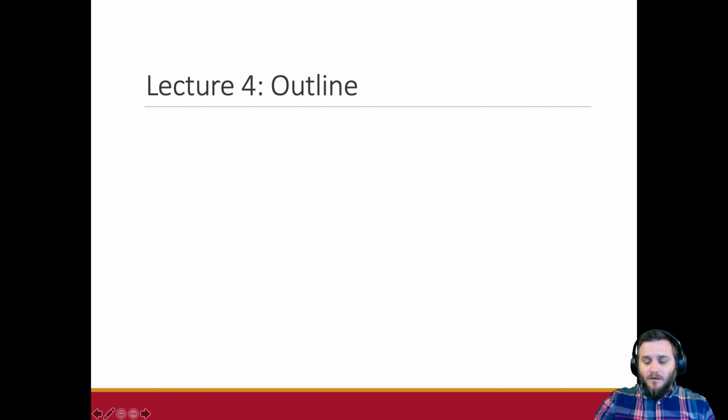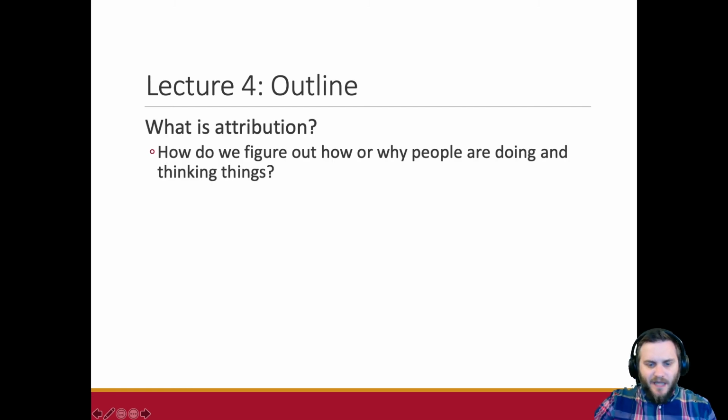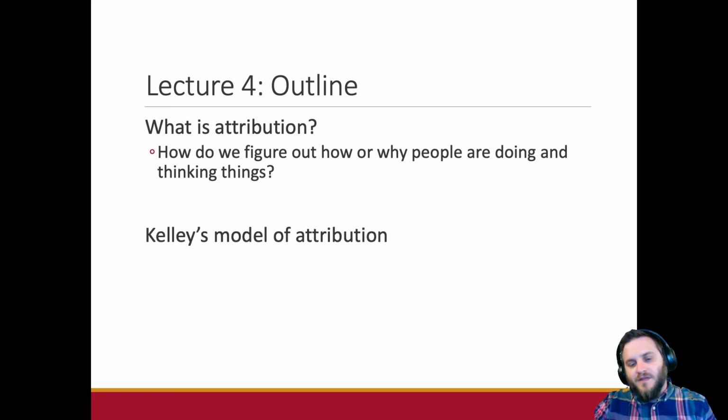The outline for this set of slides, again, a short one. Let's define what attribution is, a little bit better than what I did on the title slide. How do we figure out how and why people are doing and thinking things? We'll specifically talk about Kelley's model of attribution. It's a little bit involved, and it's the only one that we're talking about. Many social psych textbooks discuss multiple models in the chapter, but we're only going to talk about Kelley's model.